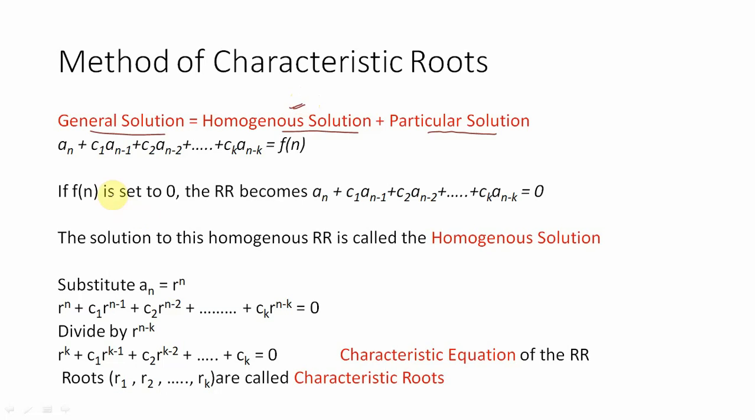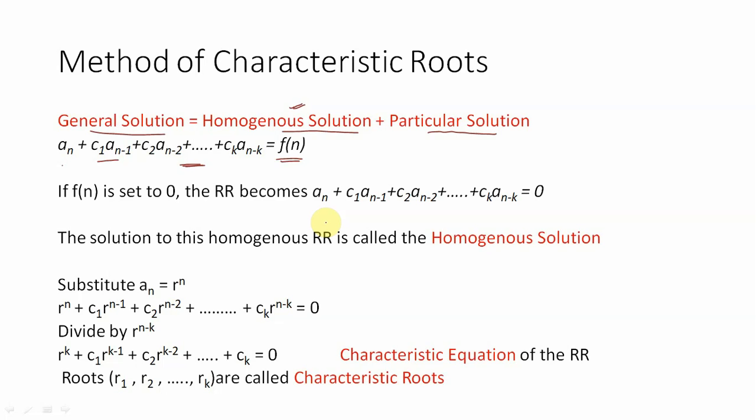So let us say this is the recurrence relation that has been given to us: an plus c1 an minus 1 plus c2 an minus 2 up to ck an minus k is equal to fn. If you remember, c1, c2, c3 up to ck are the coefficients, and we are usually dealing only with constant coefficients. fn is a function which represents the right-hand side of the recurrence relation. This was also discussed in the previous session. If fn is equal to 0, then the recurrence relation is called a homogeneous recurrence relation. And if fn is not equal to 0, it is called a non-homogeneous recurrence relation.